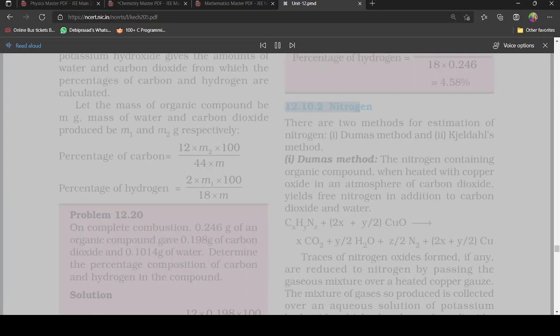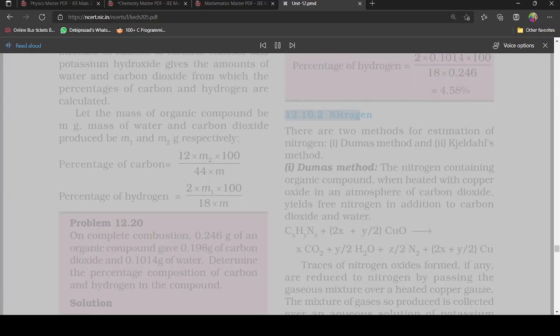Percentage of hydrogen is equal to 0.1014/0.246, which is equal to 4.58%. Nitrogen. There are two methods for estimation of nitrogen: 1. Dumas method and 2. Kjeldahl's method.